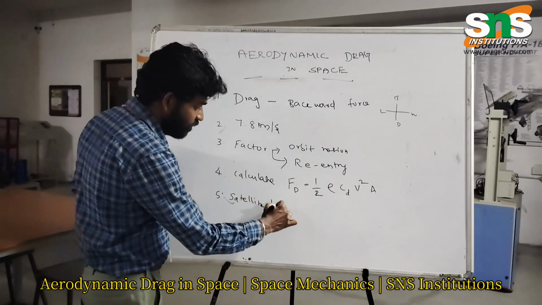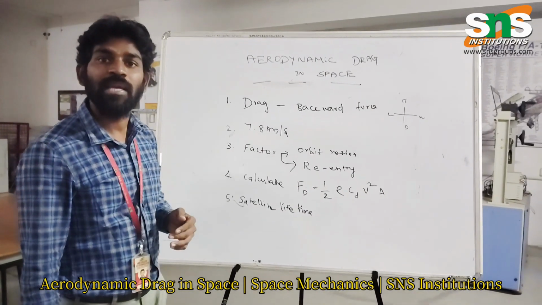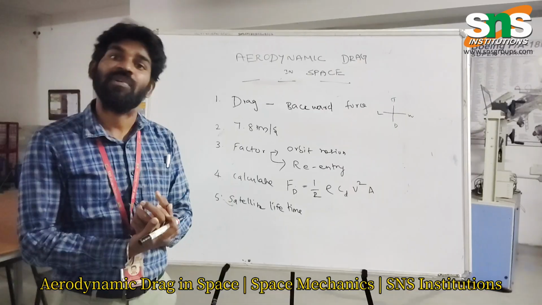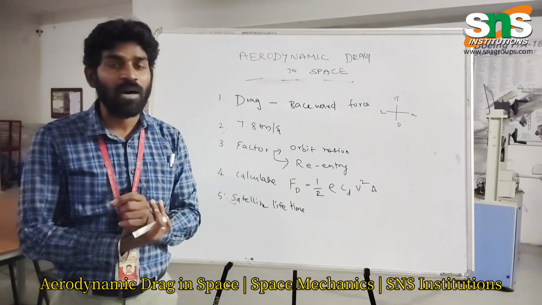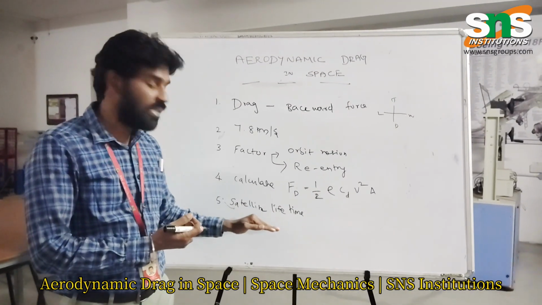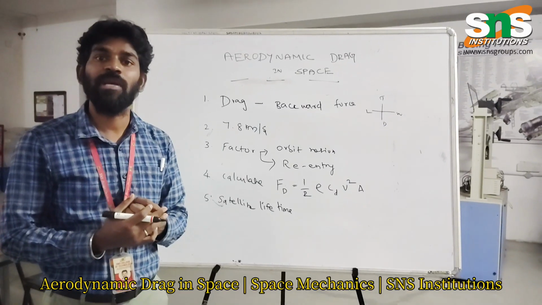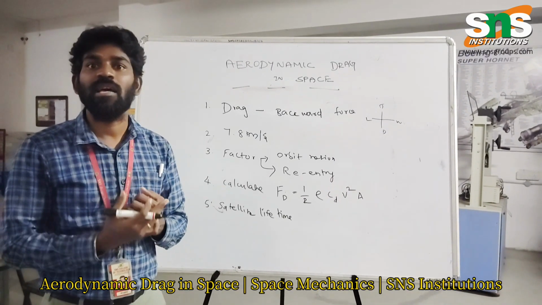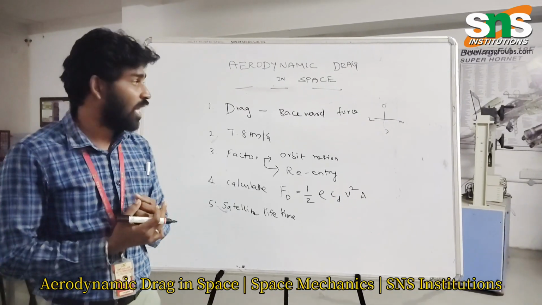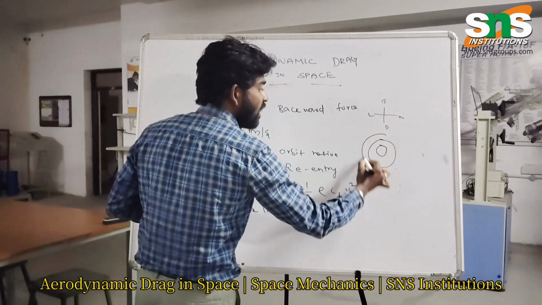And the important one is satellite lifetime. For any object, the duration for which it operates for its desired aim or goal is called its lifetime. Here, for a satellite, how much time it takes for its entire duration of life is known as the satellite lifetime. Here we consider the satellite orbit.